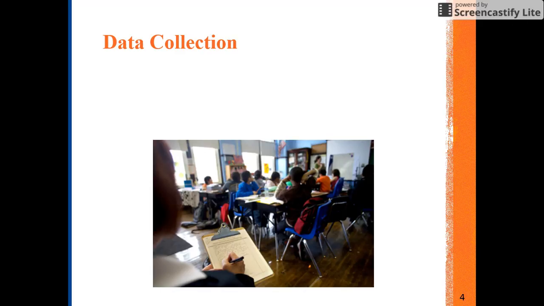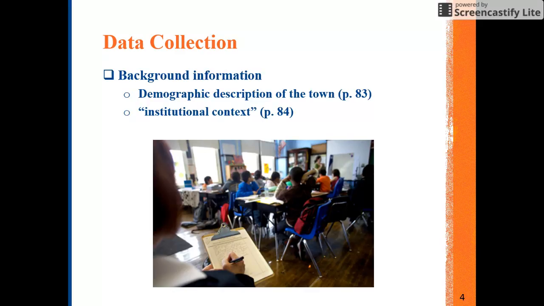About data collection, the author really collects a lot of information. On page 83, the author provided a general demographic description of the town as background, and on page 84, the author provided more specific institutional context as a description of the place. It introduced when the research was conducted, what classes were observed, and some information about the teachers. So I'd say she had enough information to help us make sense of the place.